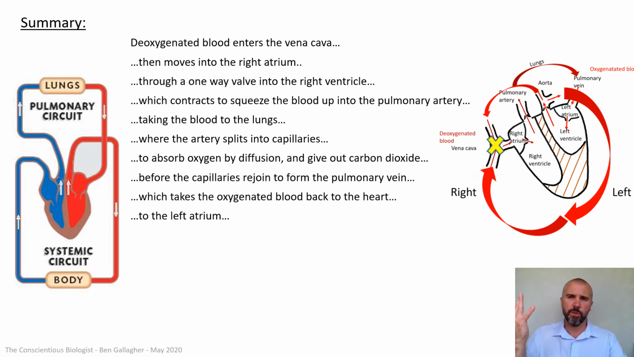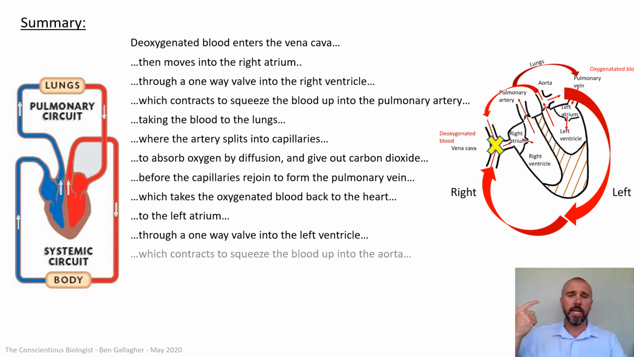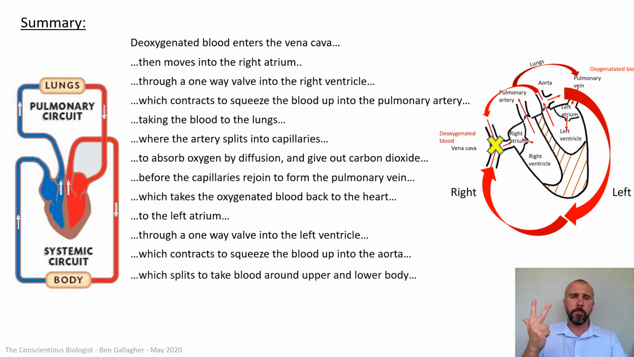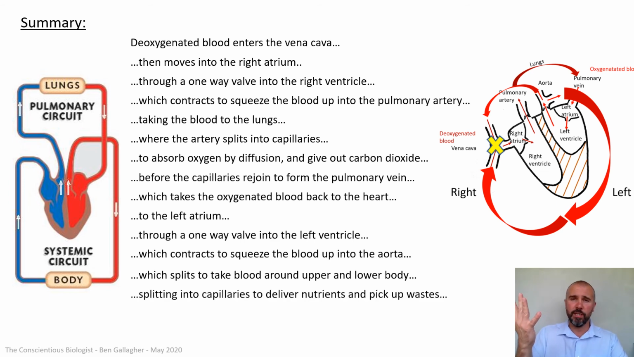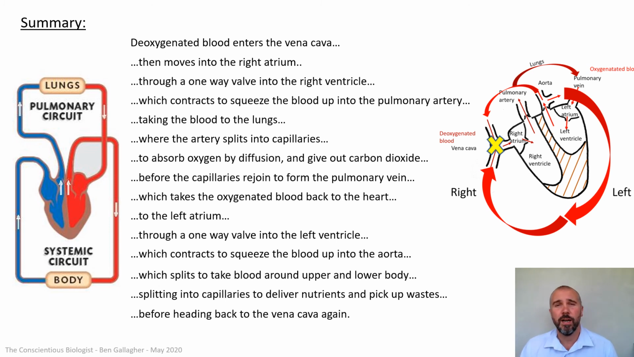To the left atrium. So we're back at the heart now in the left atrium, 15 marks. Through a one-way valve into the left ventricle, which contracts to squeeze the blood up into the aorta. I'm going to give a mark to aorta, I'm not going to give a mark to contract again, but we're now up to 18. Which splits to take blood around the upper and lower body, so saying where it's going in the systemic system. Splitting capillaries to deliver nutrients, key mark, and pick up wastes, 21. Before heading back to the vena cava again to complete our cycle. I make that 22 key points that could be worth marks there. And that's not a lot of writing.